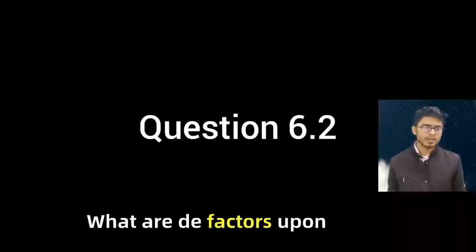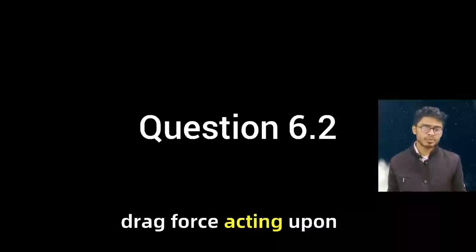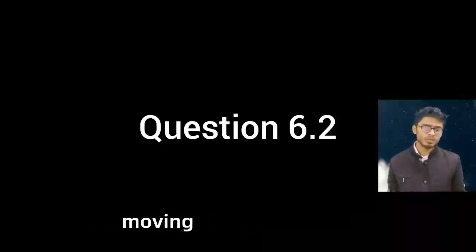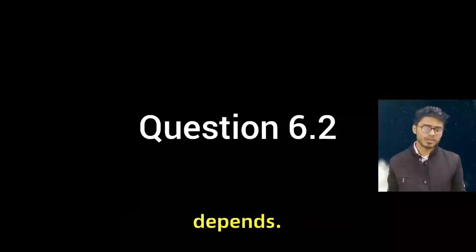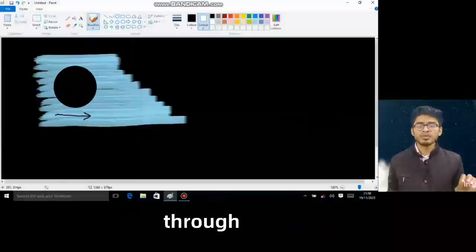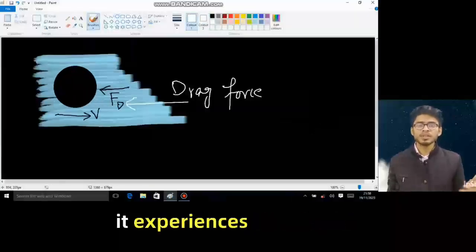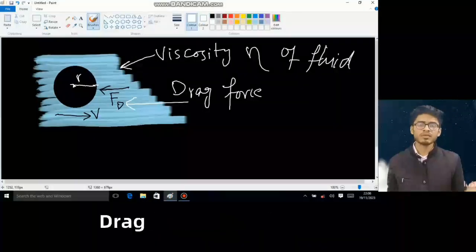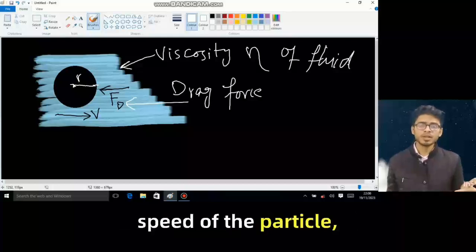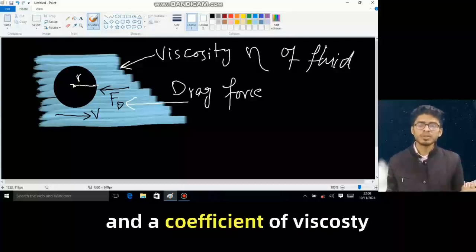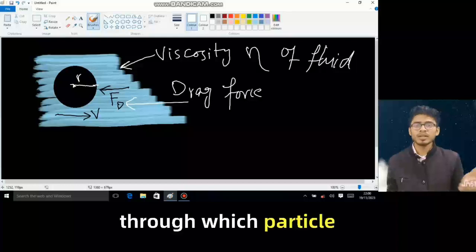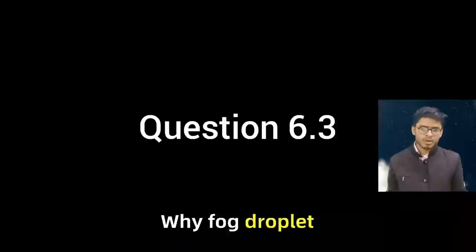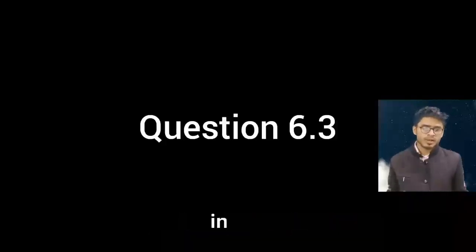What are the factors upon which the drag force acting upon a small sphere of radius r moving down through a liquid depends? When an object moves through a fluid, it experiences a retarding force known as drag force. Drag force depends upon the radius of the particle, speed of the particle, and coefficient of viscosity of the fluid through which the particle is moving. Why does a fog droplet appear to be suspended in air?